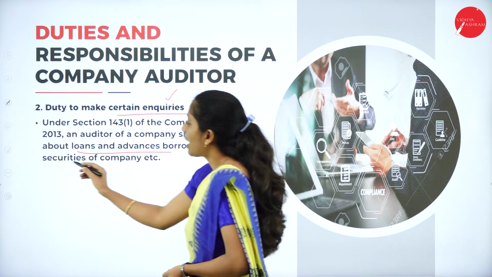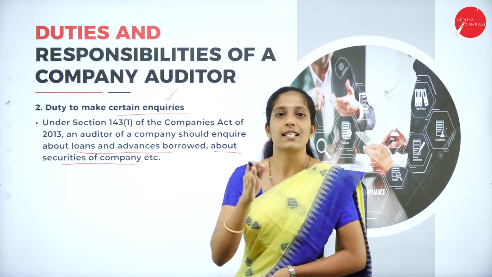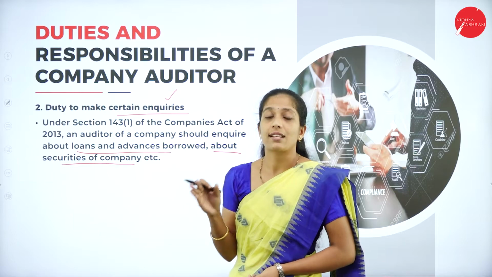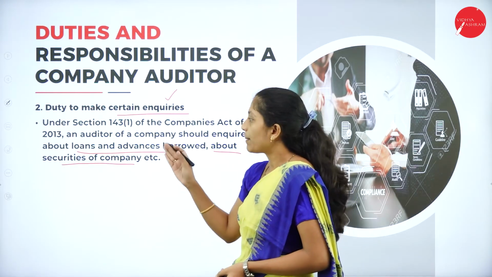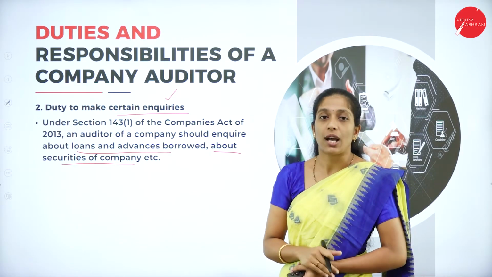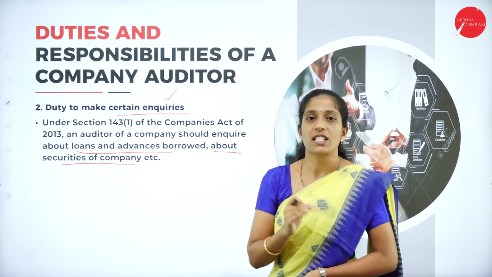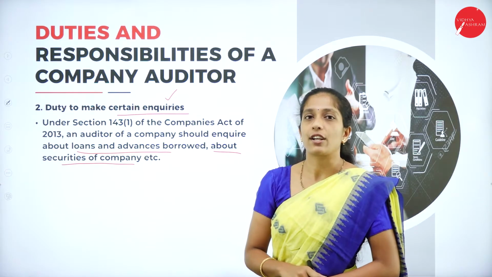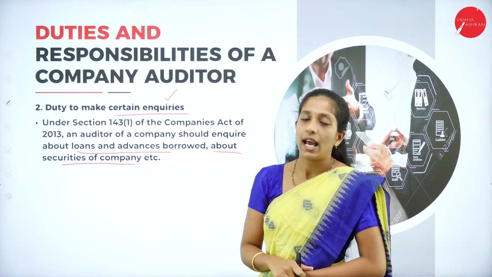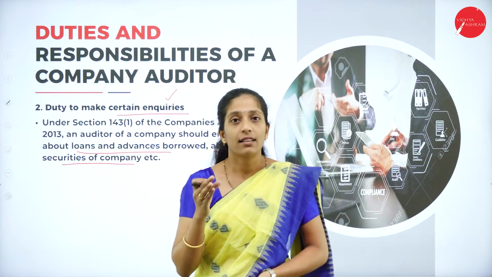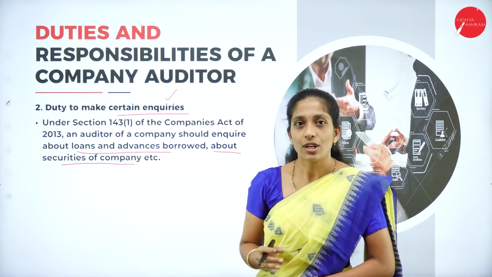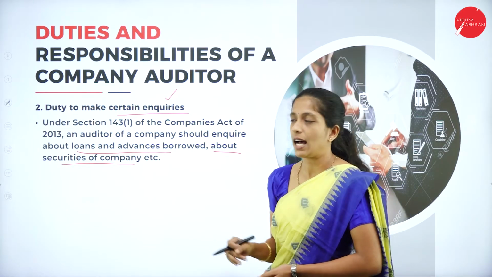What are the loans that have been borrowed? It's nothing but the assets and liabilities. The assets and liabilities which are there in the company, he has a right to inquire about. It may relate to the loans and advances borrowed, the securities, and the assets which are there in the organization. It is a duty of an auditor to make such inquiries. If he doesn't inquire, then of course he will not have clarity about the books of accounts, right? So he has to inquire about all these aspects.